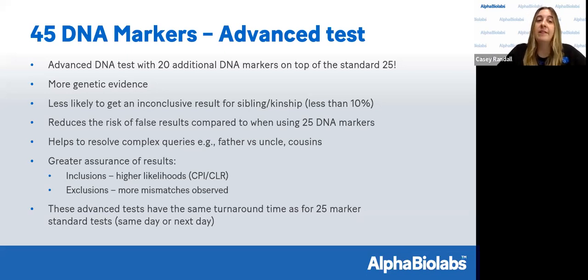Conversely, if we were to say that the two individuals are not related as parent and child, if we observe mismatches between the DNA profiles, it's not possible that those two individuals are related. So in a standard 25 marker test, for example, you might see that 5 markers don't match, and therefore the result is an exclusion. However, when you use 45 markers, you might see that 15 of the markers don't match, which again gives you greater assurance in those results.